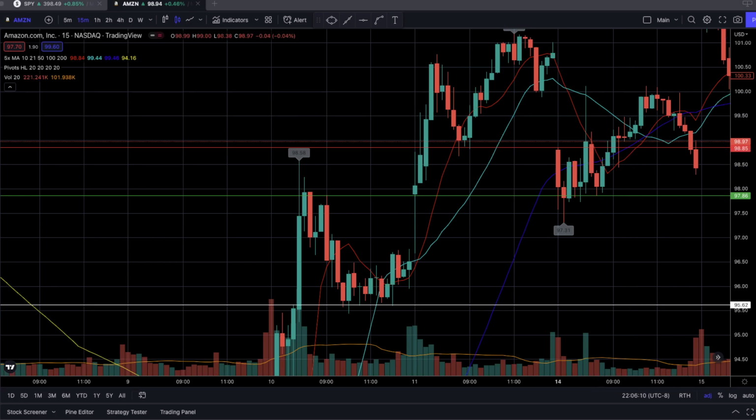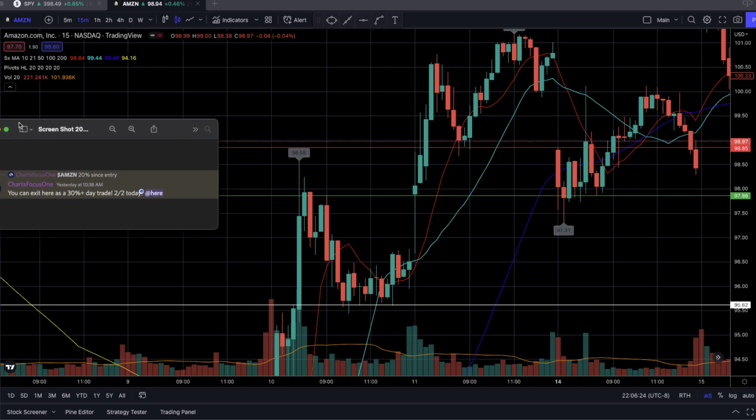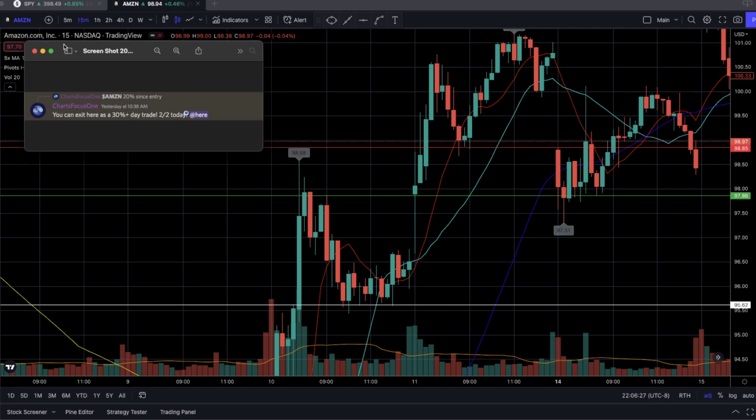Now, as we start to bounce away from the 15-minute 10 and 50 SMA after retesting it, we continue to shoot up higher and higher and higher, and ultimately, after nearly 2 hours, at 10:38 a.m., I said you can exit here as a 30% plus day trade. The 2 out of 2 meant that I had sent in another day trade earlier in the morning previous to Amazon, which is the reason why I said there are 2 wins. That's a quick explanation if you guys are wondering why I said 2 out of 2.